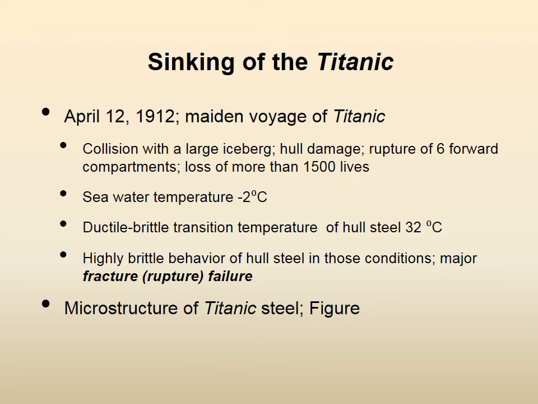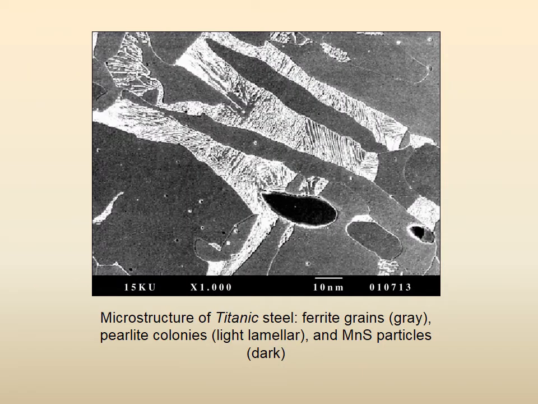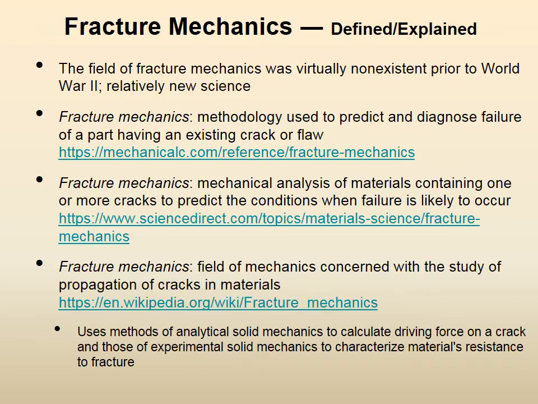Then we talked of the major example of the sinking of the Titanic. What were the reasons? We showed you some pictures: the iceberg, the hull, the lowering of temperature below the ductile to brittle transition, the impact loading with the icebergs, and then one or two pictures of the microstructure, which we don't understand right now. We'll understand it later on, hopefully.